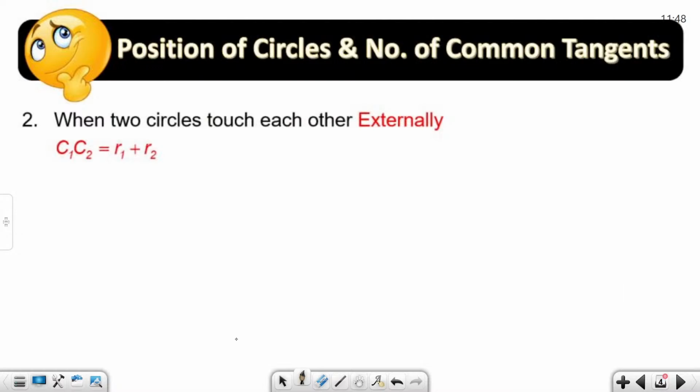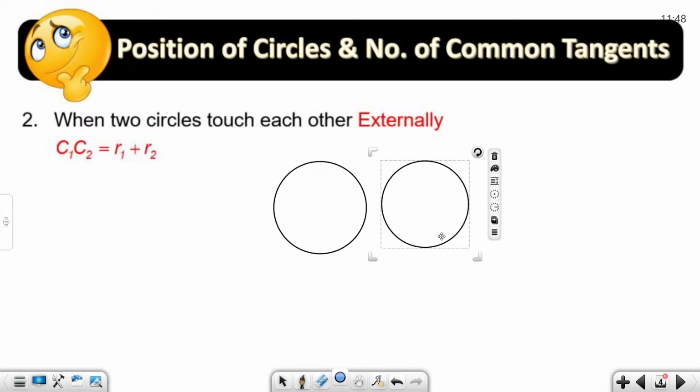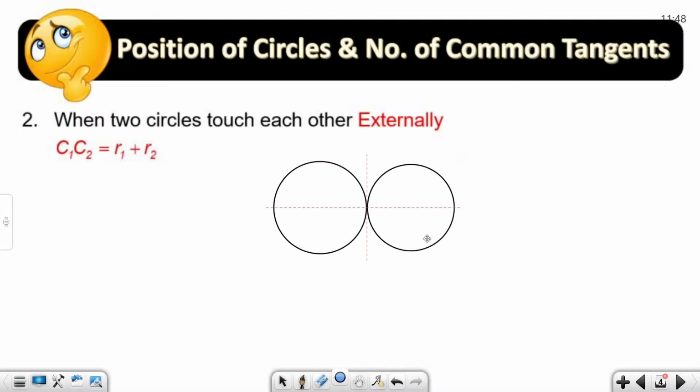When two circles touch each other externally, that is, let us say this is one circle, this is another circle, whether they are of the same radius or not doesn't matter to me. So these two circles are touching externally, right? So in that case, what will be the condition?